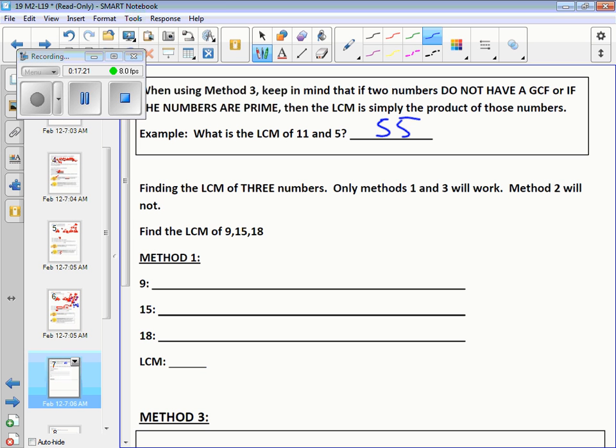Tomorrow we're going to do the LCM of 3 numbers using methods 1 and 3, because 2 will not work. Okay? Pack up. Make sure that you have lesson booklet 18 tonight, because your homework is really in 18. Nothing is in 19.